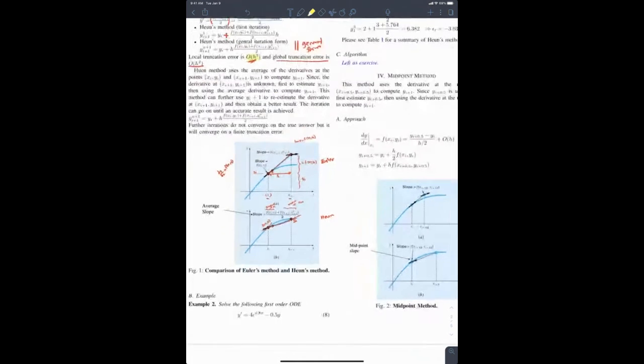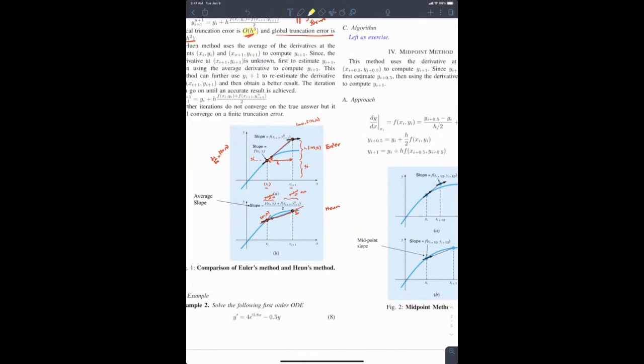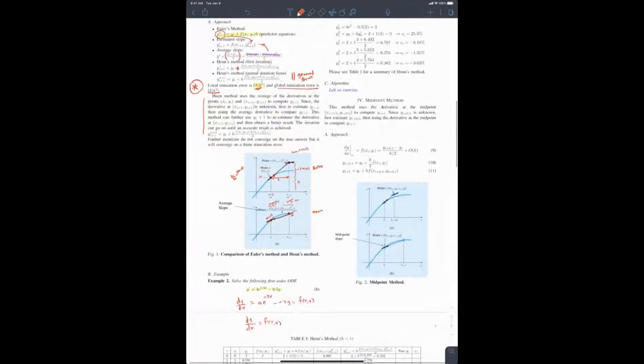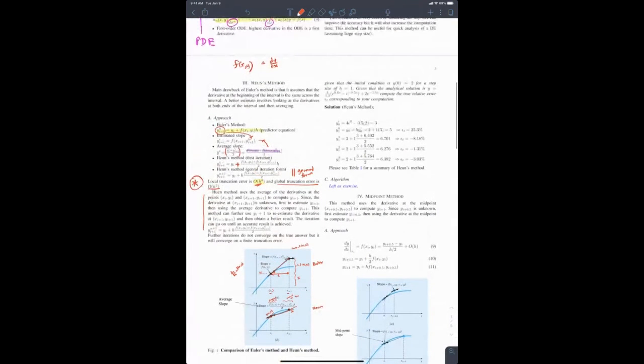So this is an example that is done here. This example, equation 8, y prime, if I write it in the regular form, dy by dx is 4 times e to the power 0.8x minus 0.5y. You can see this in f(x,y) format. This is the form of the differential equation we are solving, dy by dx is f(x,y), right? So that's the equation.